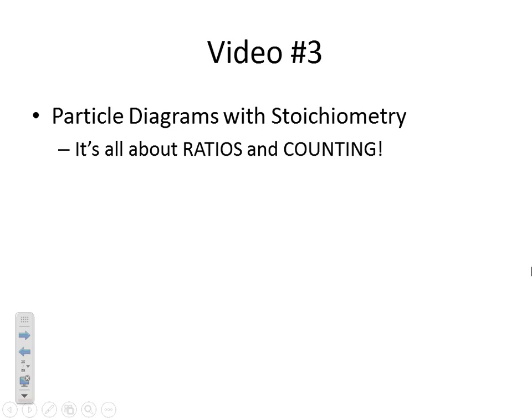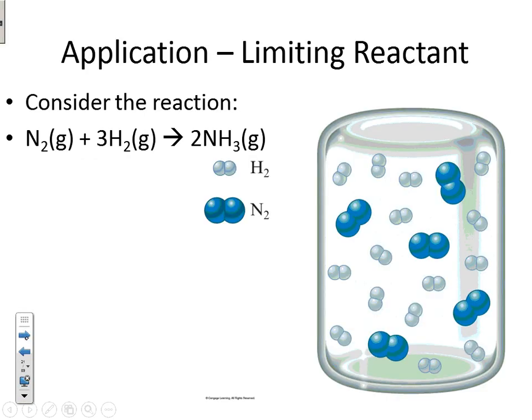You want your notes open to video number 3 in our opening stoichiometry unit. In this video, I'm going to be talking about particle diagrams with stoichiometry, and specifically, I'm going to be focusing on limiting reactants with particle diagrams and stoichiometry, because this is the fundamentals of a lot of our stoich stuff, and particle diagram interpretation is increasingly on the AP chemistry exam.